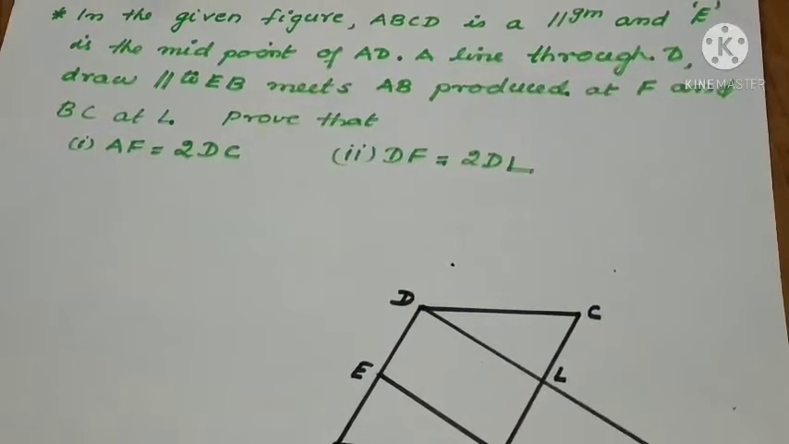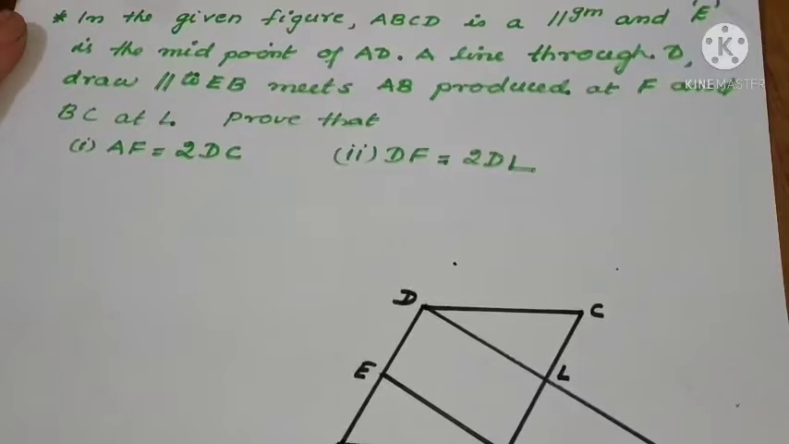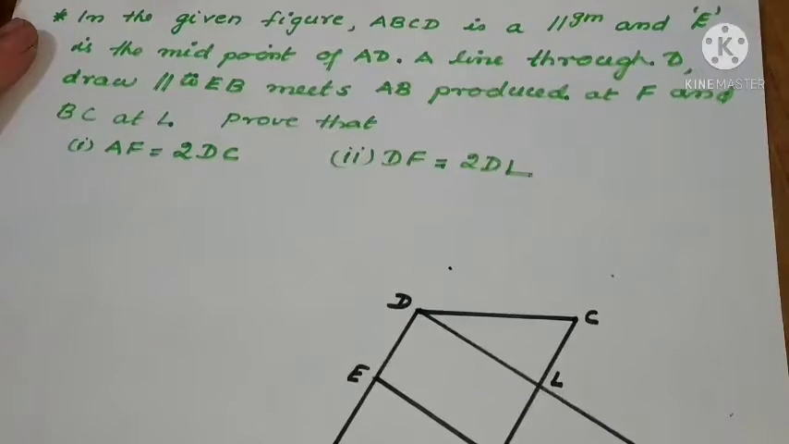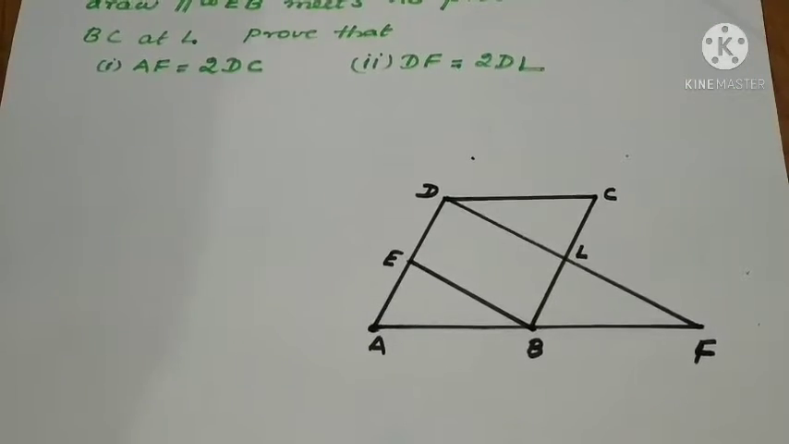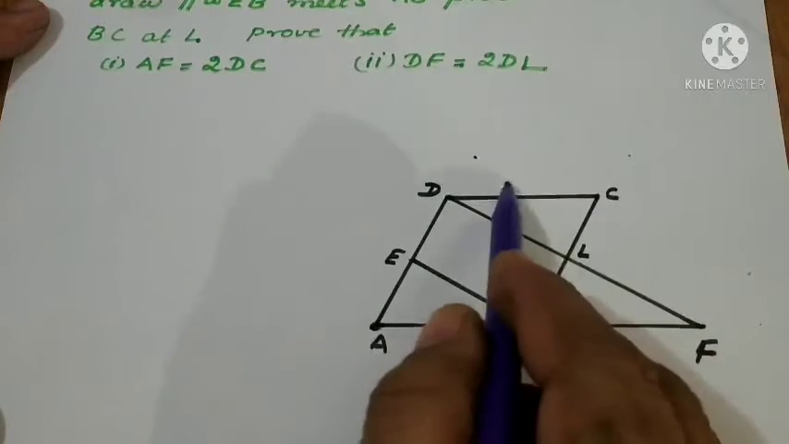In the given figure, ABCD is a parallelogram and E is the midpoint of AD. A line through D drawn parallel to EB meets AB produced at F and BC at L. Prove that AF equal to 2DC and DF equal to 2DL. So what is given in the question? ABCD is a parallelogram.